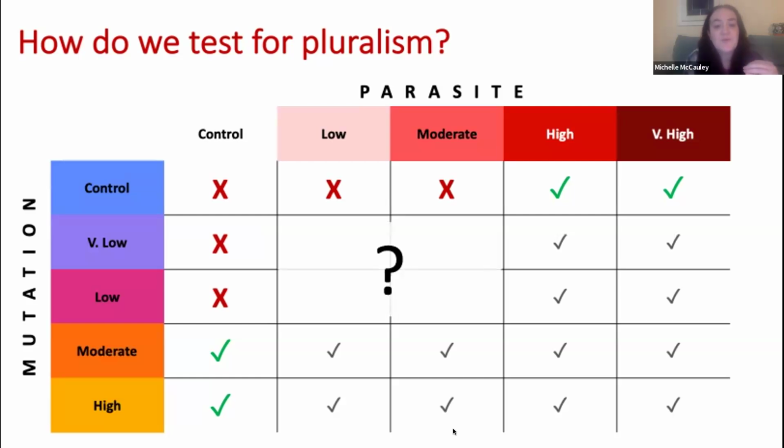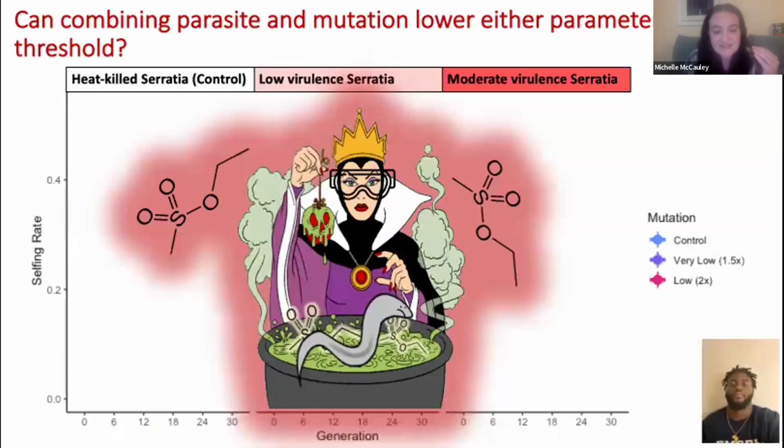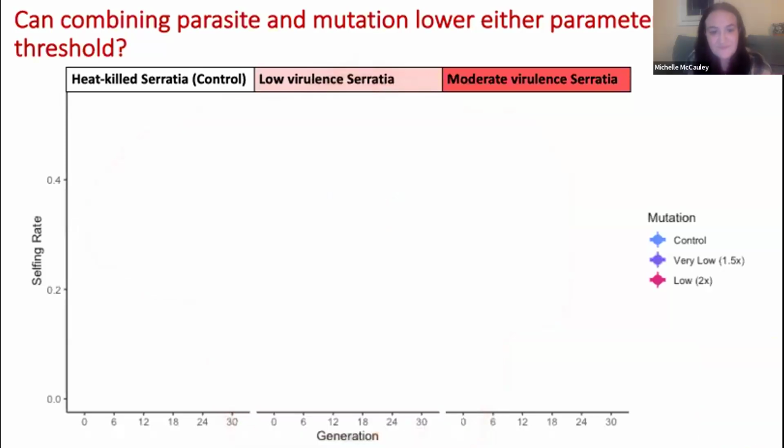So we want to see if we can move the threshold for either hypothesis with these combinations. To do this, I essentially just combined the protocols of these two previous experiments, mutagenizing worms and exposing them to parasites. For these results, the axes are exactly the same as before, but the panels represent three different parasite treatments.